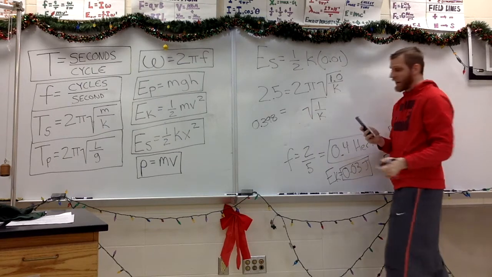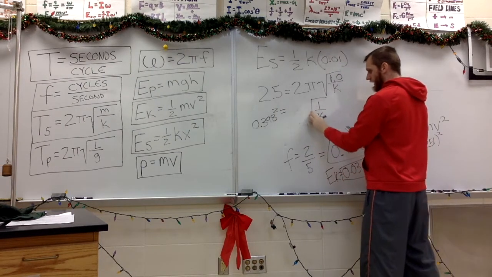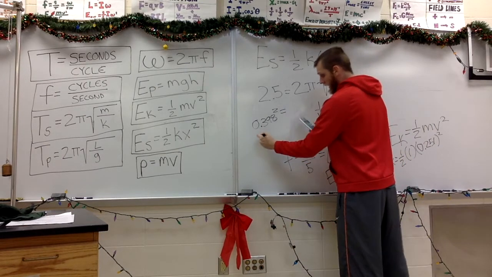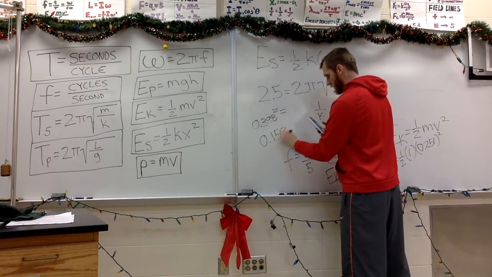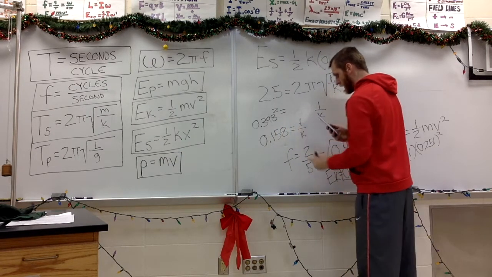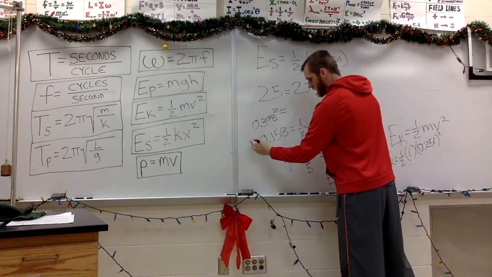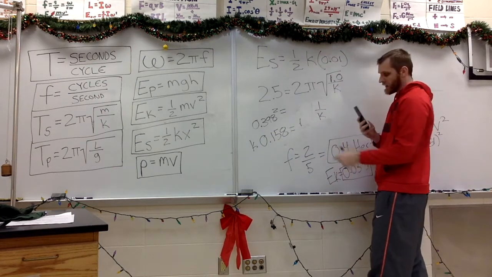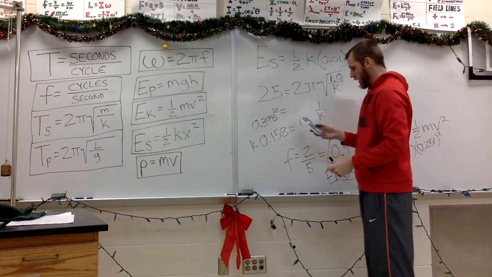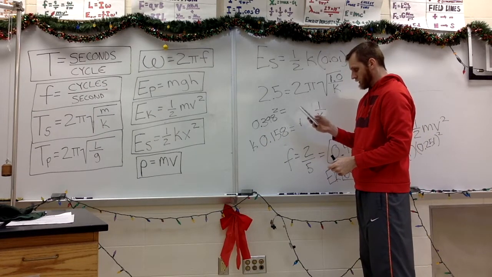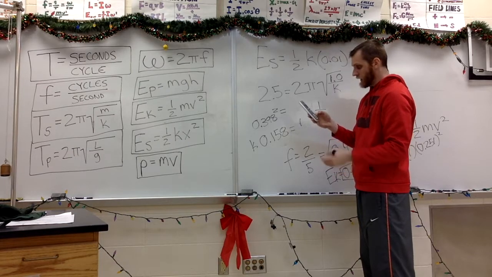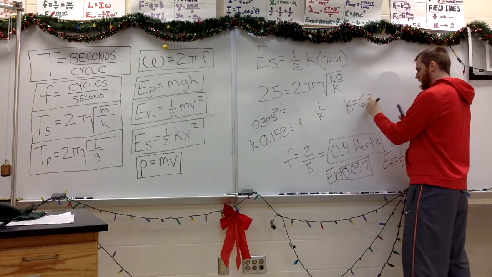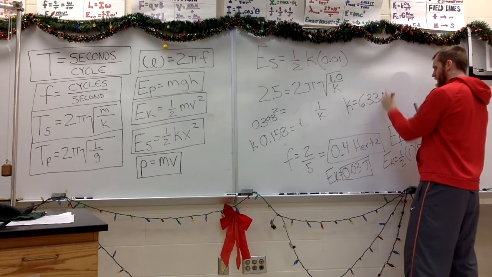I have to square both sides, which gets rid of the square root. If I square that, I get 0.158 equals 1 over k. Multiply both sides by k, which gets rid of the k on that side. Divide both sides by 0.158, which gets k by itself. So 1 divided by 0.158, a lot of math here, equals 6.33. So k is 6.33 newtons per meter.